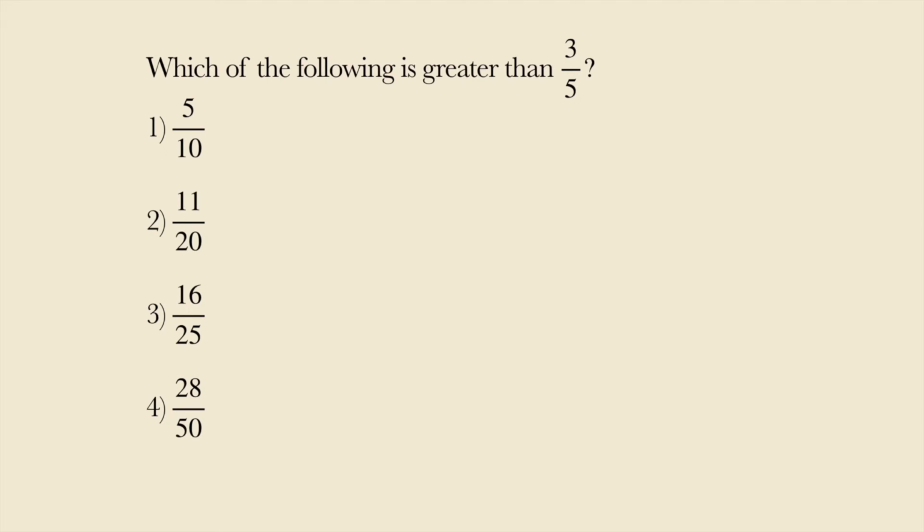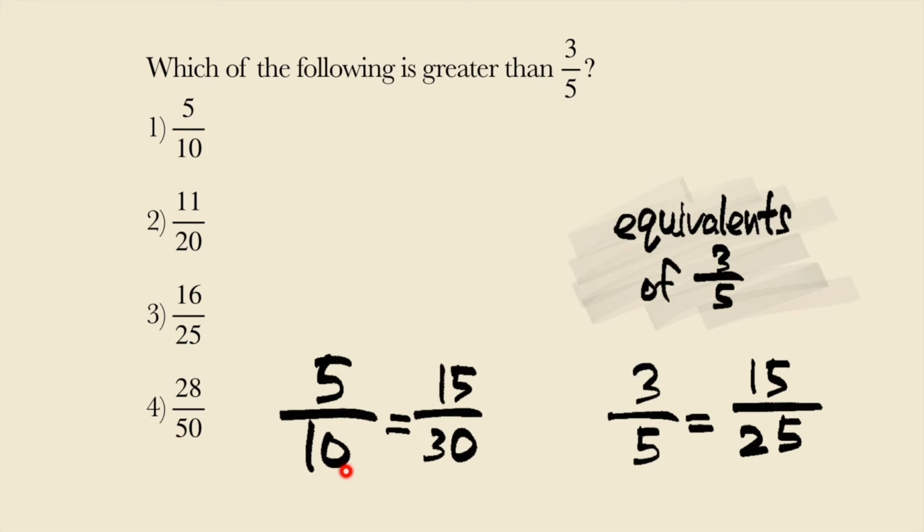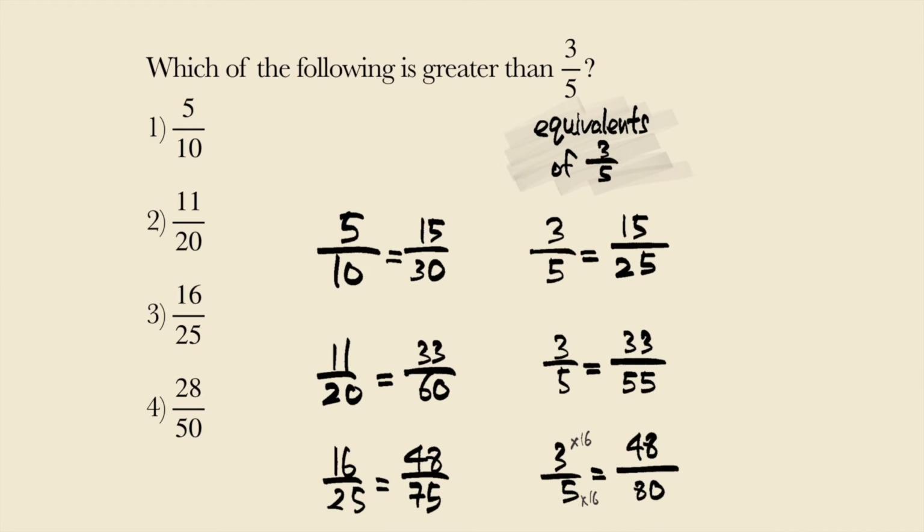Okay, let's compare. Which one is greater than 3/5? So let's have equivalent fractions, shall we? Look at 5/10. Let's turn this to 15/30 and compare it to 3/5, which is 15/25. Is this larger? Don't think so. It has a larger denominator. This is actually smaller. Okay, next.